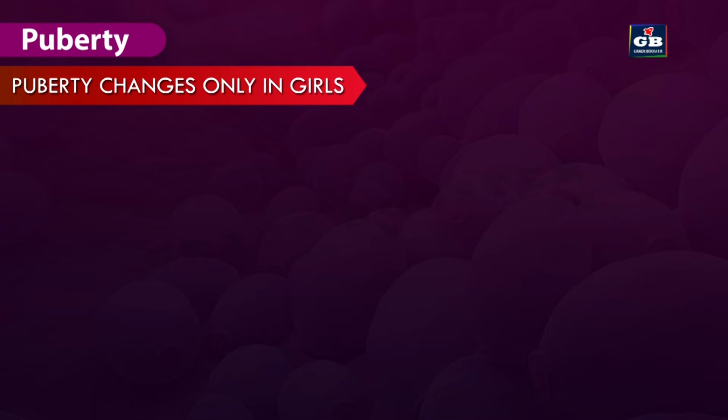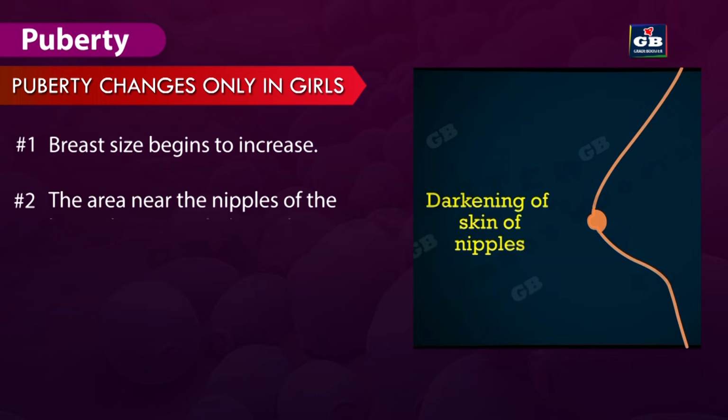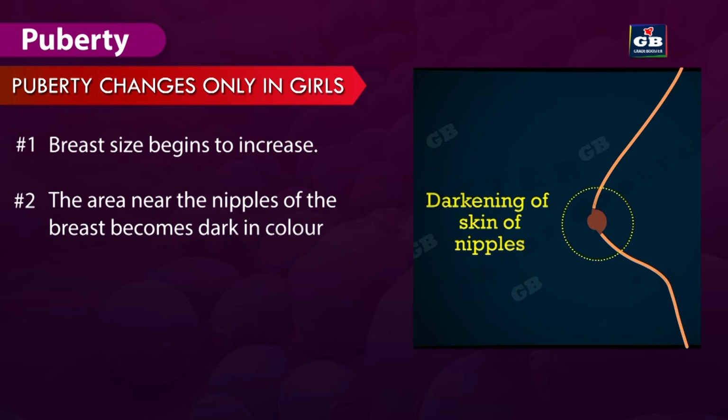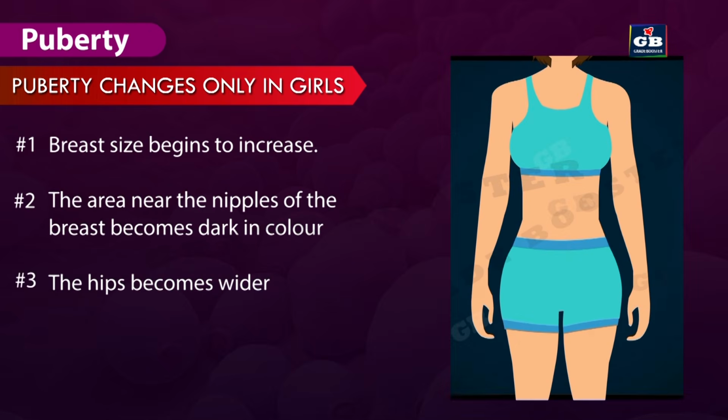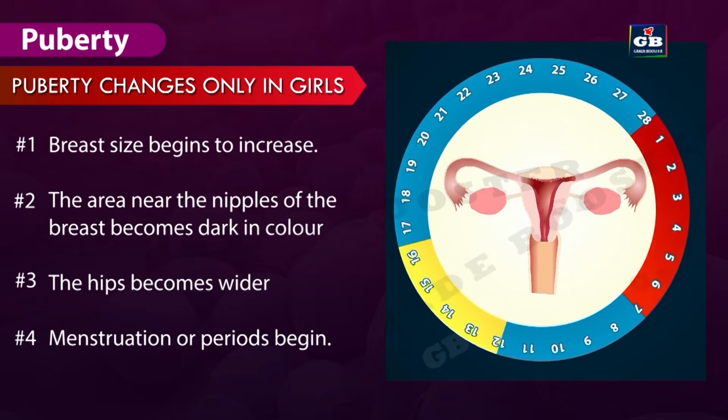Changes that take place only in girls during puberty. 1. Breast size begins to increase. 2. The area near the nipples of the breast becomes darker in color. 3. The hips become wider. 4. Menstruation or periods begin.